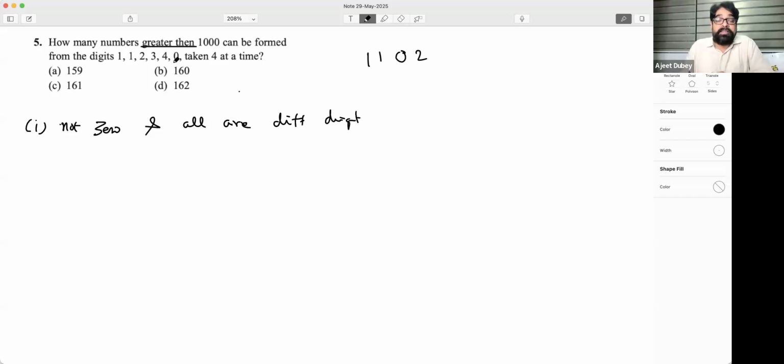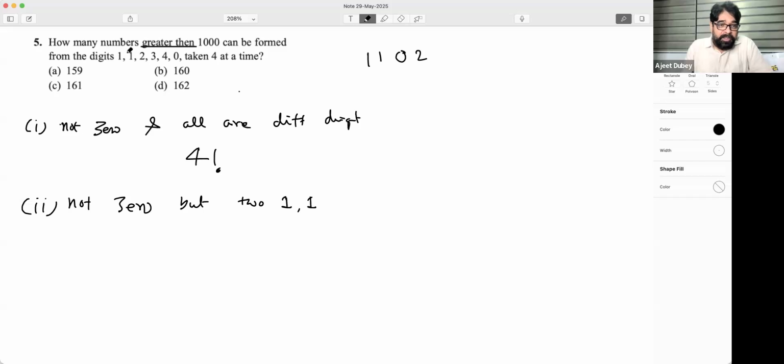So how many different digits are there if 0 is not selected? 1, 2, 3, 4. 4 different digits are there. So it means 4 factorial numbers will be there. 0 I'm not selecting and all are different. Second possibility, not 0, but 2, 1 is there.